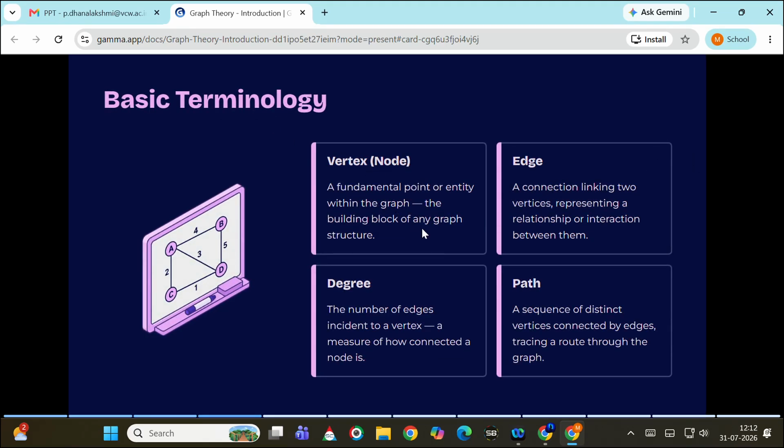This slide, basic terminology. Vertex, node, a fundamental point or entity within the graph, the building block of any graph structure. Edge, a connection linking two vertices representing a relationship or interaction between them. Degree, the number of edges incident to a vertex, a measure of how connected a node is. Path, a sequence of distinct vertices connected by edges tracing a route through the graph. In this figure, the degree of A is 3, degree of B is 2, degree of D is 3 and C is 2.